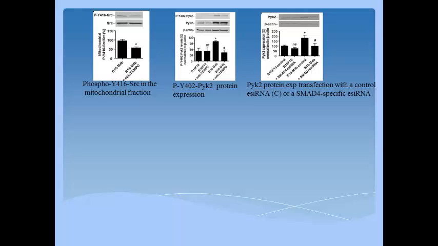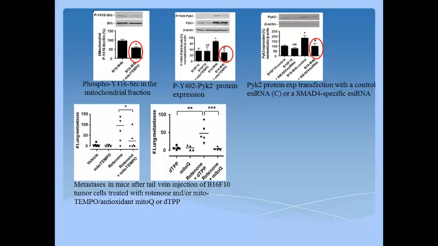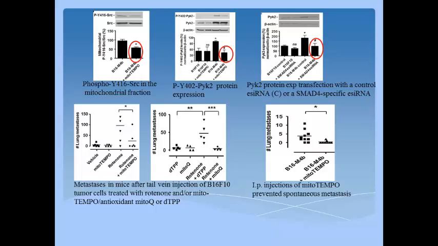Authors showed the SRC, SMAD, and PYK2 pathway mediated mitochondrial ROS tumor metastasis in various in vitro model systems, and this was blocked by antioxidant and siRNA for SMAD. Metastasis in mice after tail vein injection of F10 tumor cells treated with rotenone was abolished by MitoTEMPO and the antioxidant MitoQ. Similarly, IP injections of MitoTEMPO prevented spontaneous metastasis in M4B mice.